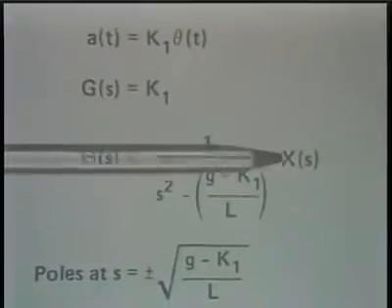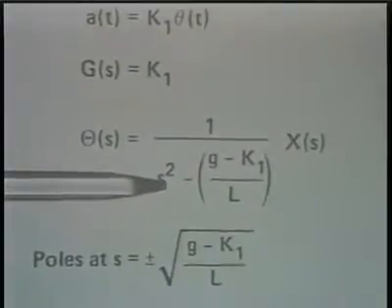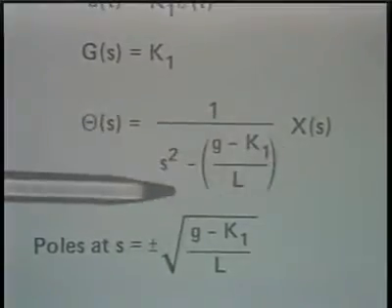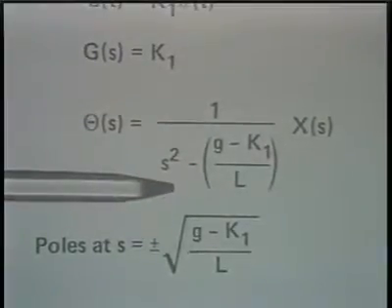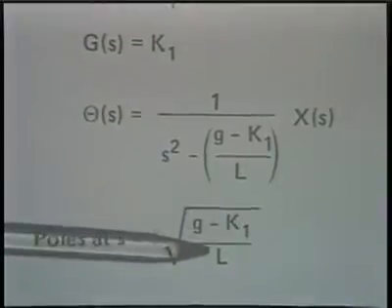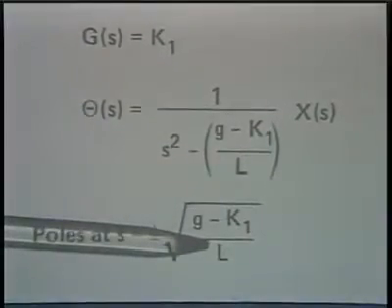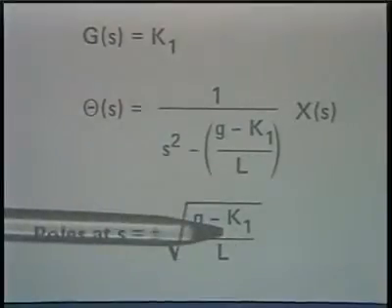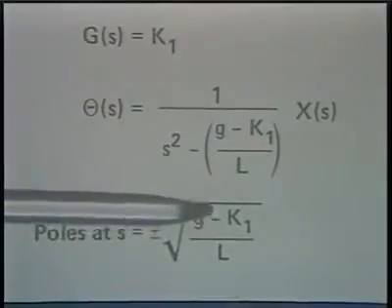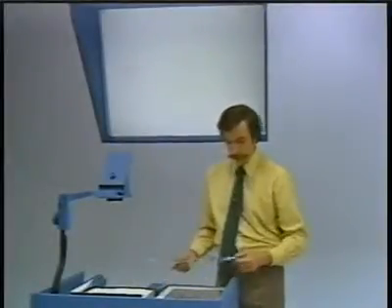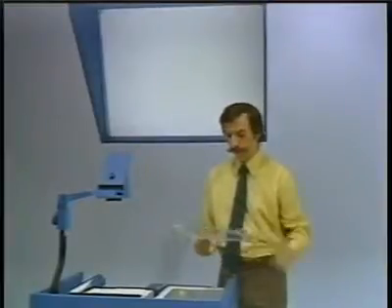We recognize this once again as a second order system, and the poles of this second order system are then given by plus and minus the square root of (g minus k1) divided by L. So k1, the feedback constant, clearly influences the position of the poles, and let's look in fact at where the poles are in the s-plane.